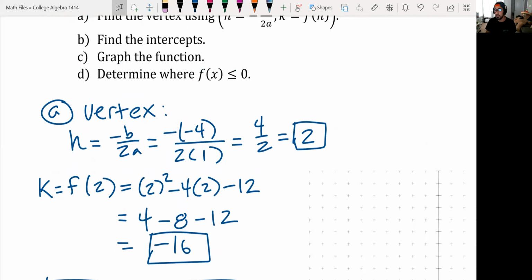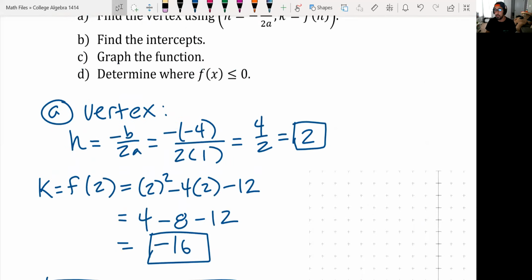Which means our y-intercept is at (0, -12). Okay. Step C is to graph it based on the vertex and intercepts. I was going to say y-intercepts, but intercepts covers all of that. Okay, so let's graph it.